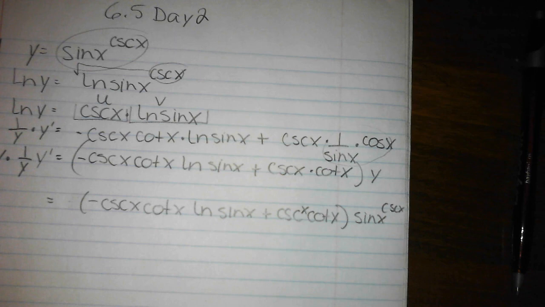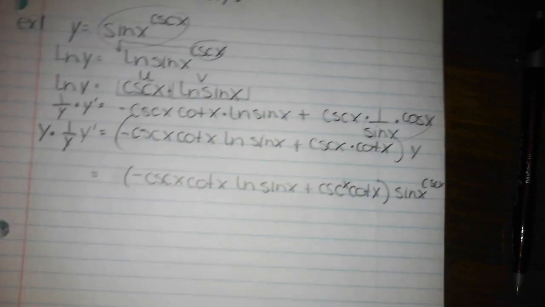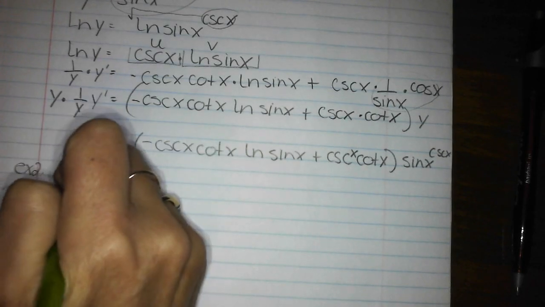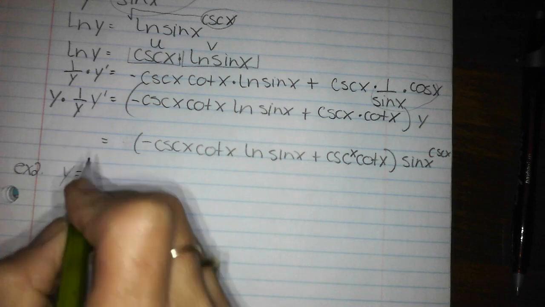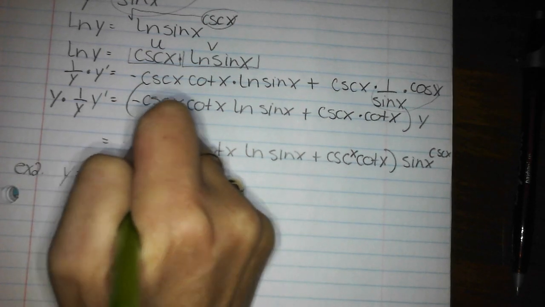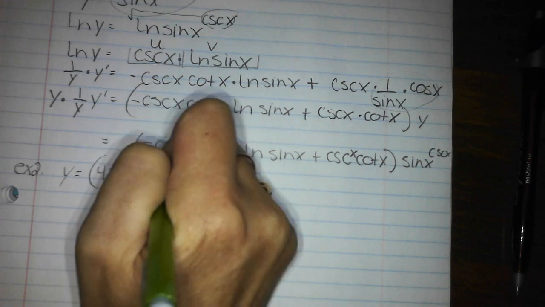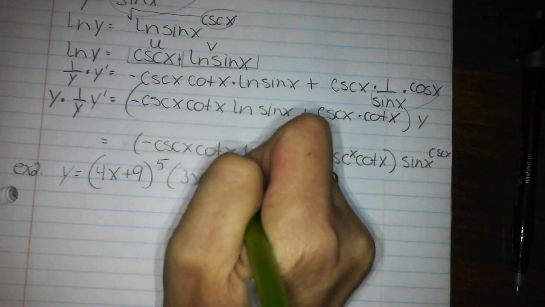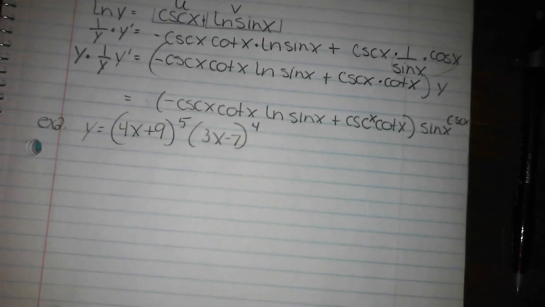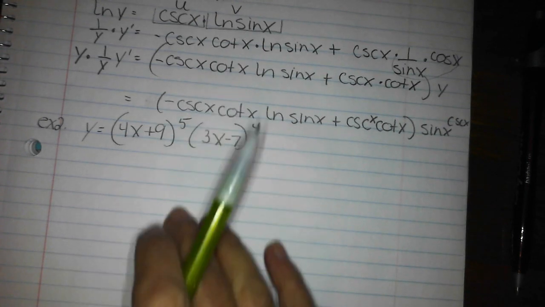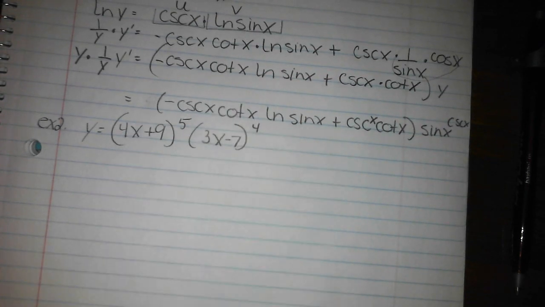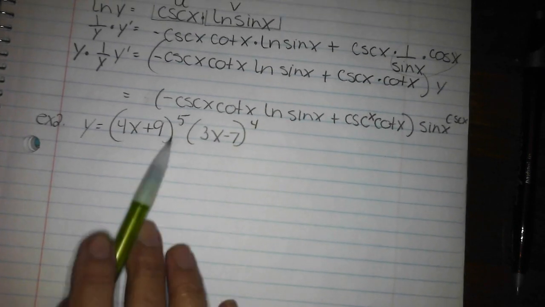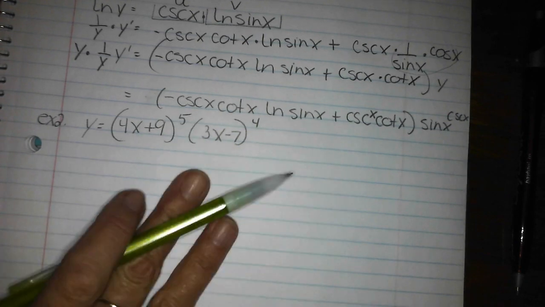All right, next one's going to be done a new way. So number 2. y equals 4x plus 9 raised to the 5th, and then 3x minus 7 raised to the 4th. Now, if you remember, when we learned product rule, these were the really long ones that had the factoring and all the simplifying. It took a lot. Well, even though there's not an x up in the exponent, we do have a way to get that derivative.